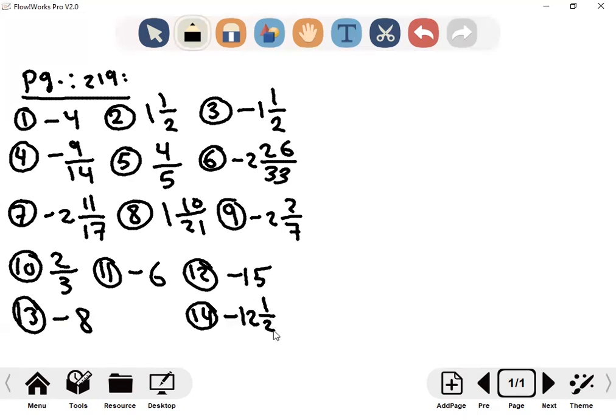Question 14, -12.5. Question 15, 3 and 4/5. 3 and 4/5. These are the key answers of your homework. Check your answers. If you have any questions, you can ask.